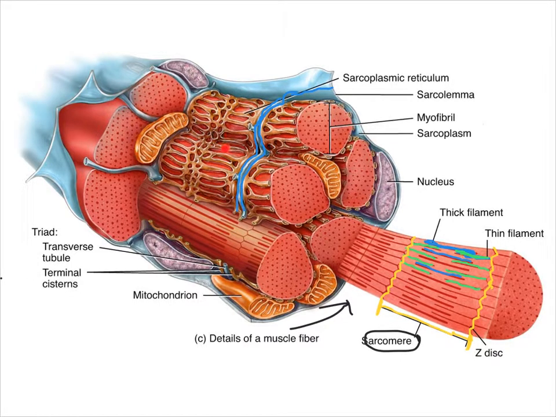These tubules here are the sarcoplasmic reticulum. You may recognize that term a bit. The sarcoplasmic reticulum is the smooth endoplasmic reticulum of a muscle fiber. Right? So it's the same structure. Well, it's a specialized variant of the smooth ER.